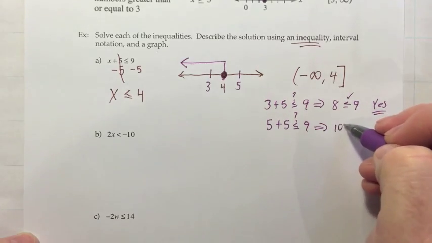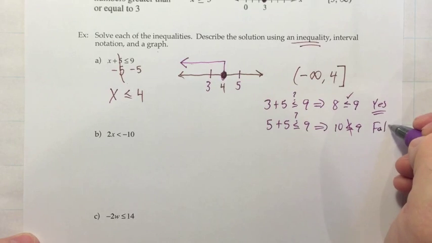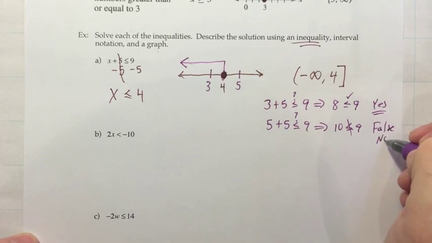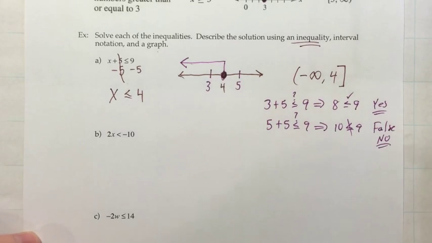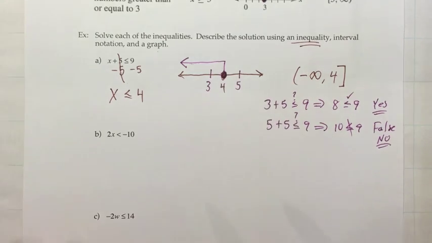That would be 10 is less than or equal to 9, which is not true. So that is not a solution because that's false. So I would say no, that one doesn't work. And does that match the graph? Yes, because 5's over here, which is not covered by the graph. So it does look like this process is working.